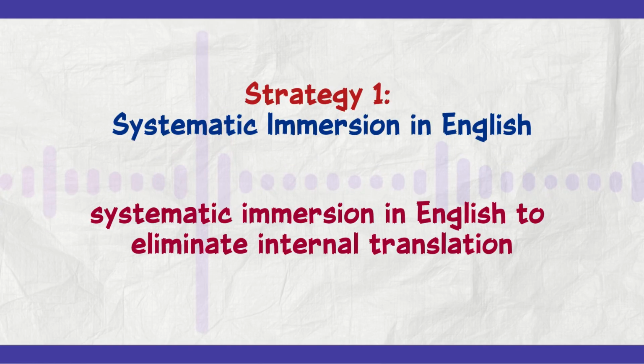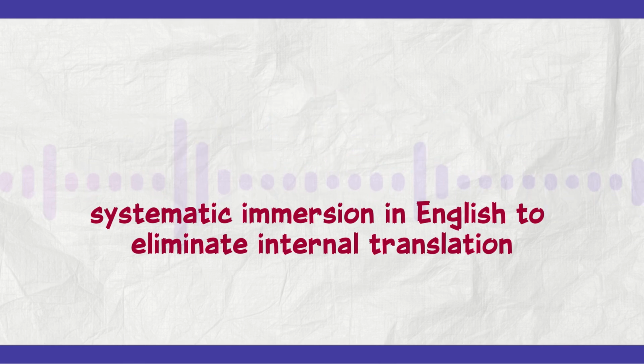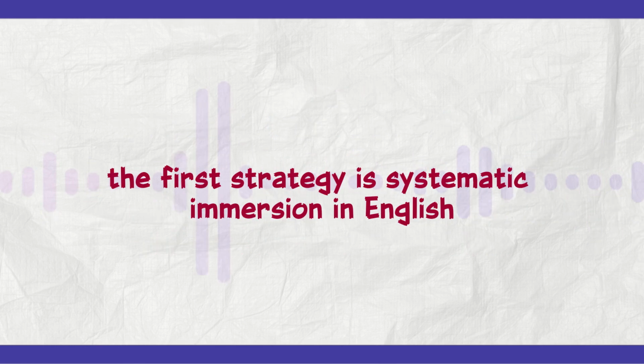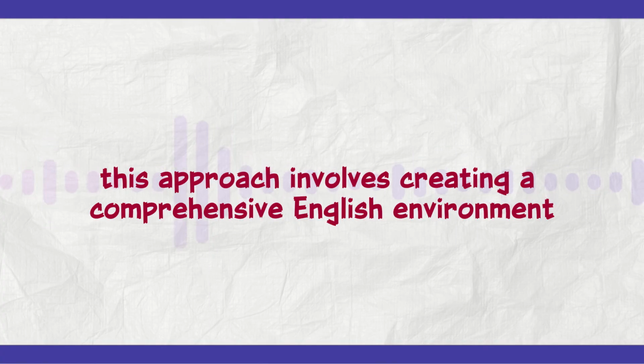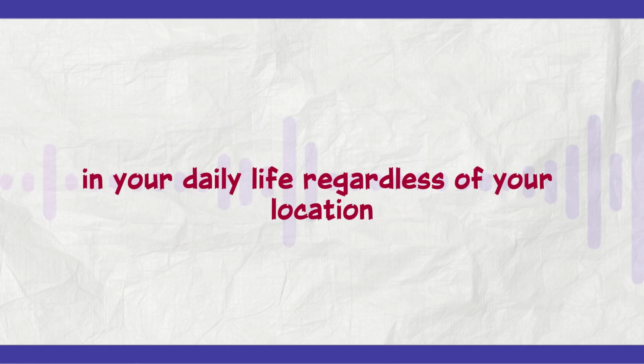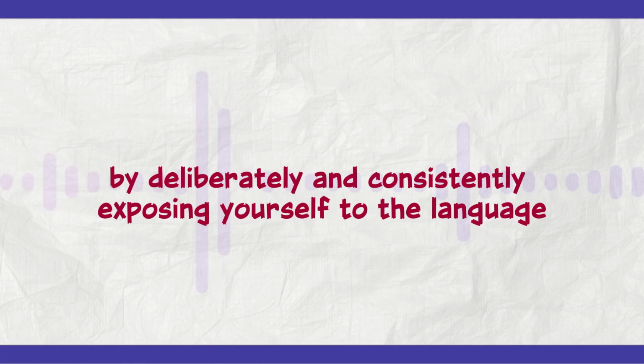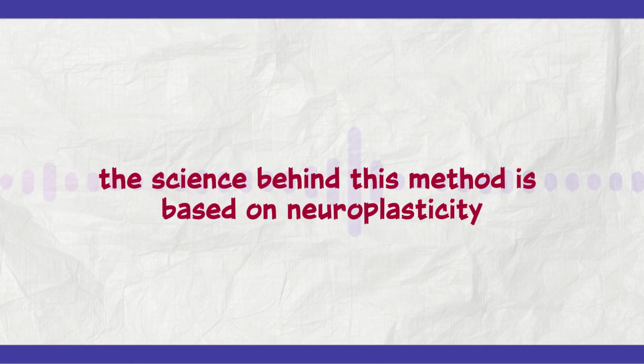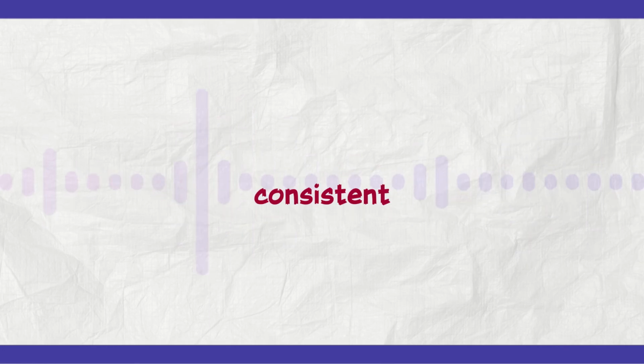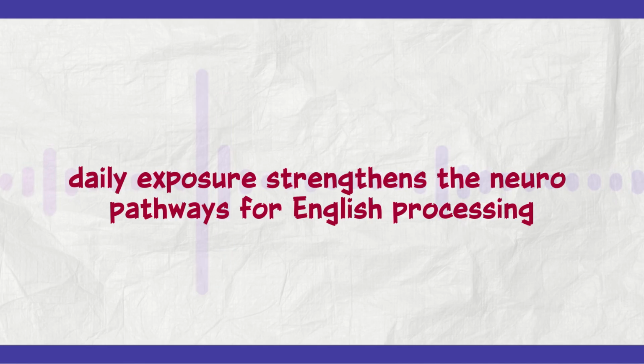Strategy 1. Systematic immersion in English. To eliminate internal translation, the first strategy is systematic immersion in English. This approach involves creating a comprehensive English environment in your daily life, regardless of your location, by deliberately and consistently exposing yourself to the language. The science behind this method is based on neuroplasticity. Consistent daily exposure strengthens the neural pathways for English processing.